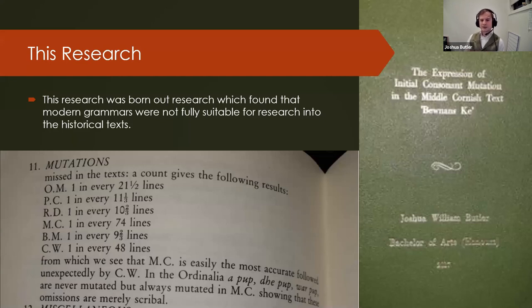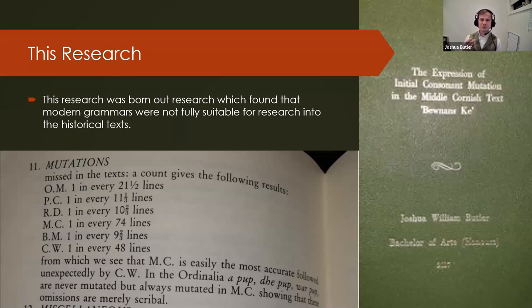What came out of that was that of the 55 mutations that I looked for, only 14 were in complete agreement with a handbook of modern Cornish. A lot of them simply weren't there, but 19, which is more than the ones that agreed, disagreed with a handbook of modern Cornish in at least two locations. And in some cases, there was quite a regularity in those mutations that were missing.